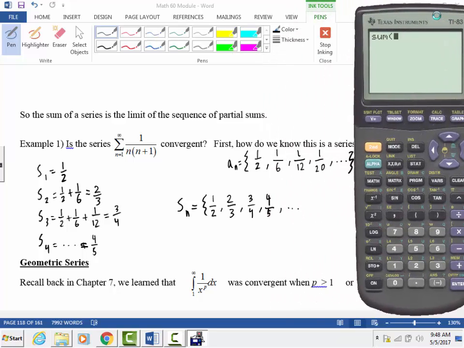Okay, so excited. Remember last section when we did 11.1, we talked about how we could look at the terms of a sequence and come up with a formula for it. So this first term.